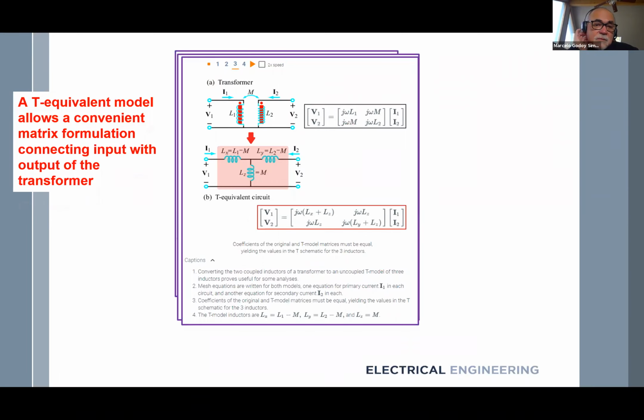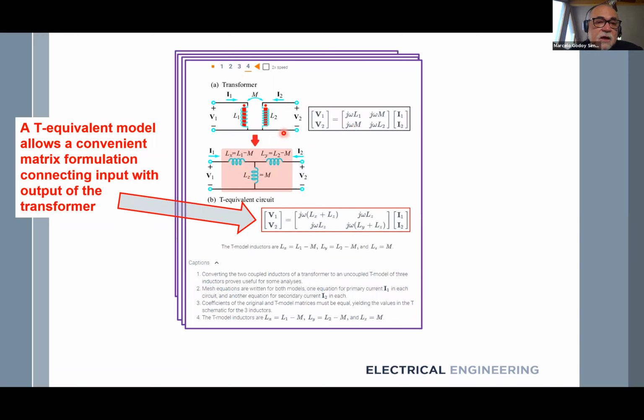Okay. So a T equivalent model allows a very convenient matrix formulation. Look, if I use my T equivalent model, I have V1 and V2 equal to this matrix multiplied by I1 and I2. Okay, so this is an extrapolation of your mesh analysis.